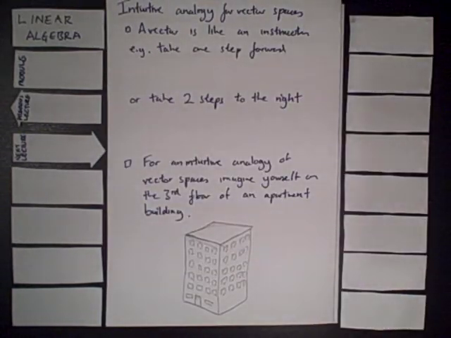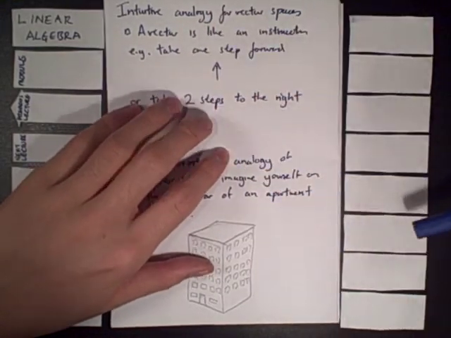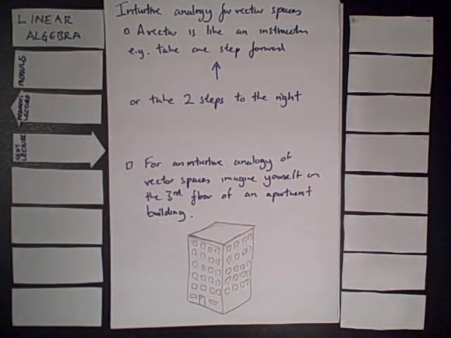Now intuitively, what is going on here? To give you an intuitive understanding of what's going on behind the symbols, let's make an analogy. A vector can be thought of as an instruction. To relate it to normal life, it might be an instruction to take one step forward, say. Or take two steps to the right.